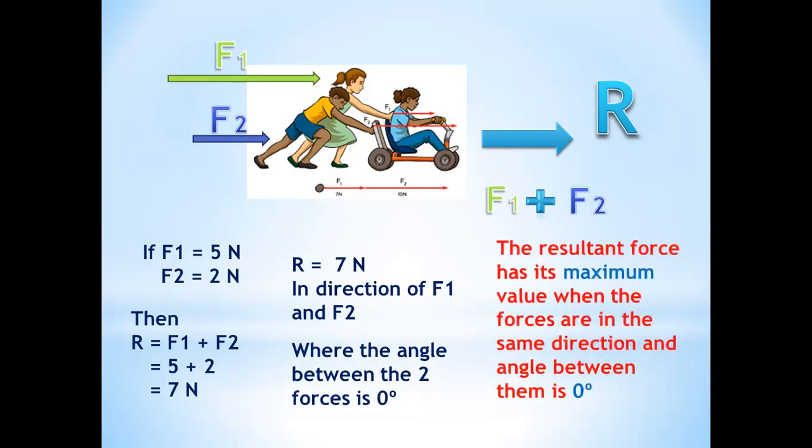Now, the resultant force here, we say that it has its maximum value when the forces are in the same direction and the angle between them is 0. So this is the first thing that we took, is when I have two forces in the same direction, the resultant force is equal to the sum of these two forces, and it is always the maximum value because they are in the same direction and the angle between them is 0.